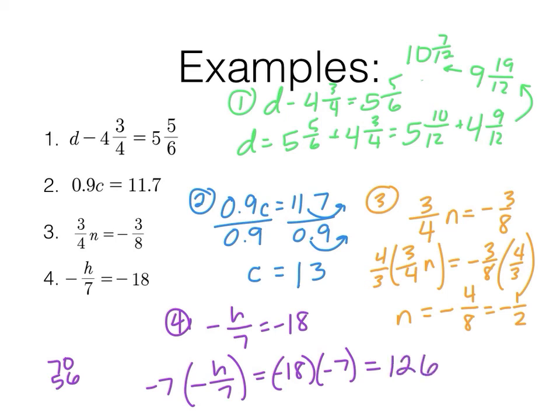Now, going back to number 1, I chose something different with this one. So for this one, I decided I'm going to take that minus 4 3/4 and make it a plus 4 3/4 on the other side. And it looks like my plus sign got a little bit cut off there. Let's fix that. And then I just got my common denominator, added my fractions, had to rename, and got a final answer.